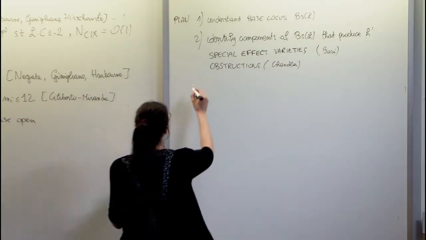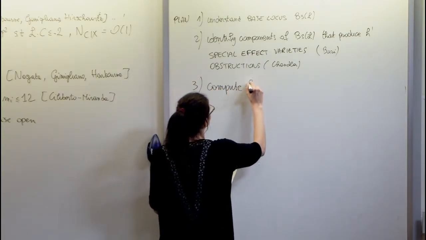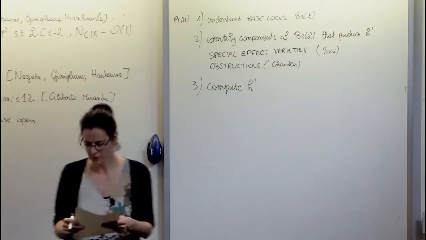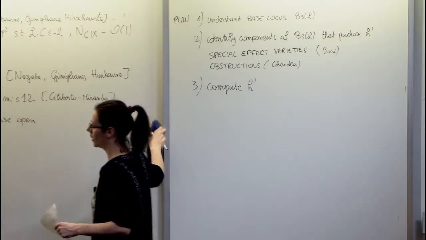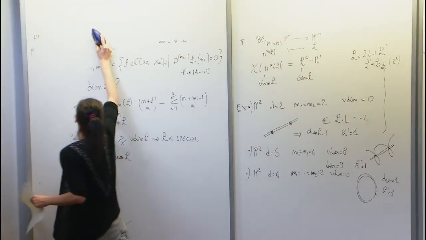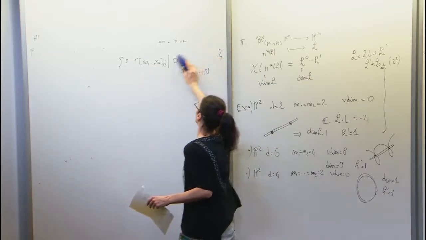And then, third is compute H1. So why do we get exactly 1 for a double line? Okay, so this is the plan. And let's start with the easier case. So let's consider the linear base locus.